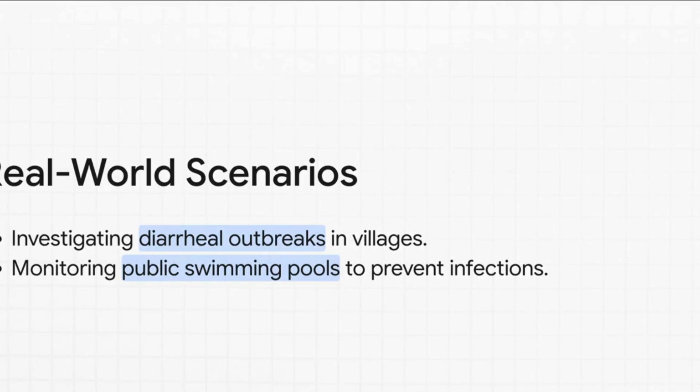Just imagine this scenario. You're investigating a diarrheal outbreak in a rural village. Your first suspicion is, of course, the water supply. A simple OT test might show that the chlorine is adequate, but a more thorough OTA test could reveal that interfering substances are totally masking a dangerously low true chlorine level. It's the exact same principle for monitoring public swimming pools to prevent the spread of nasty infections.